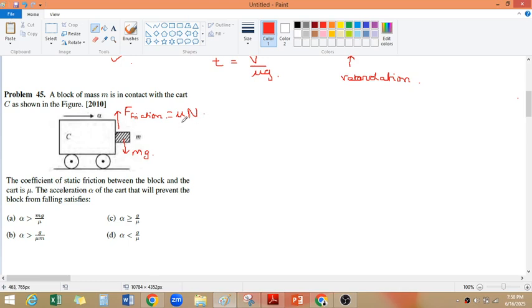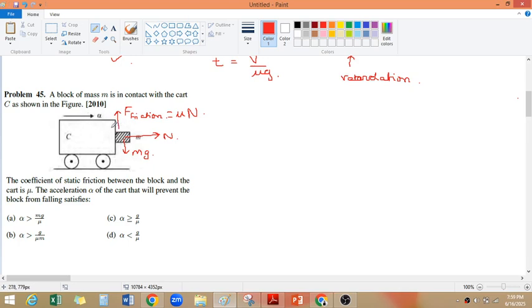And here I should not put mu N equal to mg, because N and mg are not equal. The normal reaction will be normal to this surface, so normal will be acting this way. This is where many of you will have confusion, right?